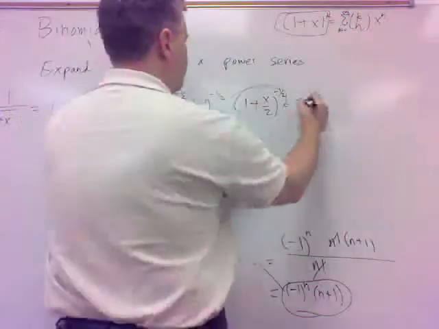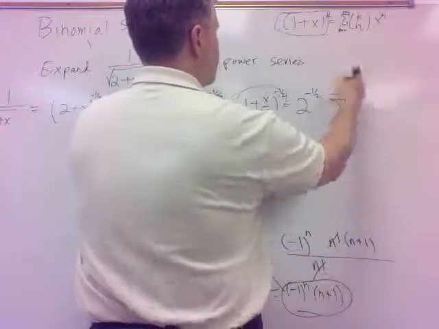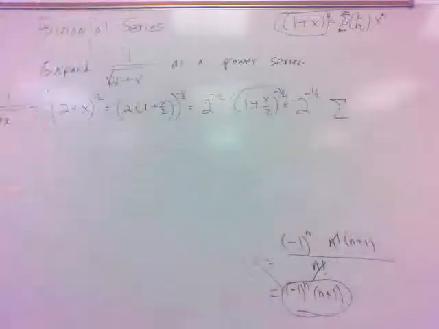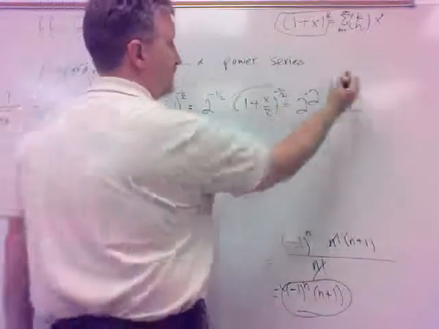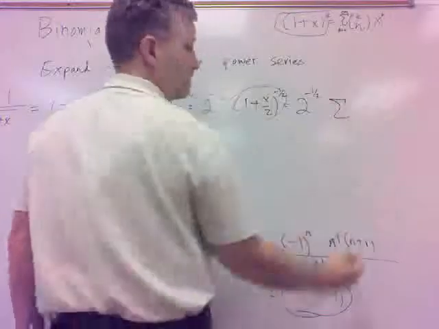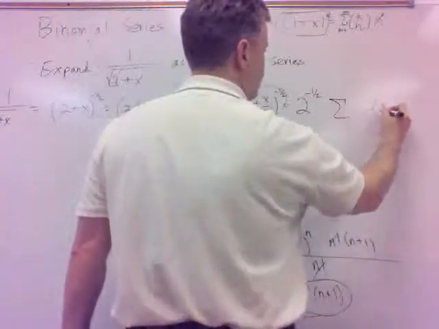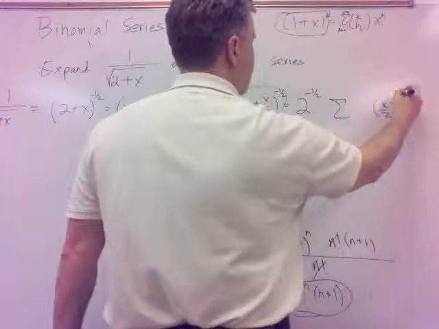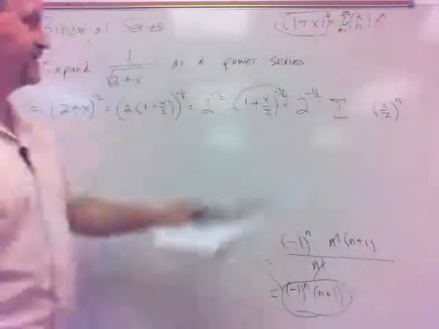So I'm going to have 2 to the negative 1/2 times that power series, with, now notice, a couple of things here. Instead of x, I've got x over 2, so what do I need to do for x over there? Make it x over 2 to the n. And then my k, what's my k? k is negative 1/2.